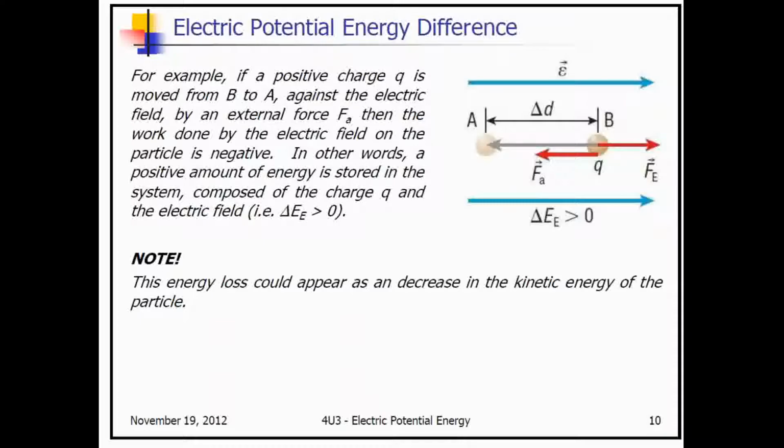So now let's talk about electric potential energy difference. If a positive charge Q is moved from B to A against the electric field by an external force Fa, then the work done by the electric field on the particle is negative. So in other words, a positive amount of work is stored in the system. So this energy loss is usually shown as a decrease in the kinetic energy of the particle.